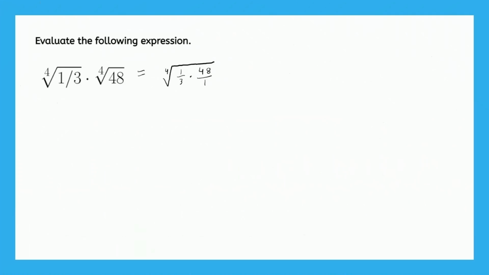So this radicand is like saying 1 times 48 or 48 divided by 3 times 1 or 3. So what is 48 divided by 3? 16. So now all we need to do is find out what is the fourth root of 16. That's like saying what times what times what times what is 16 when all of those whats are the same number, right? Or you could think of those whats as x's. So what is the value of x in this situation?